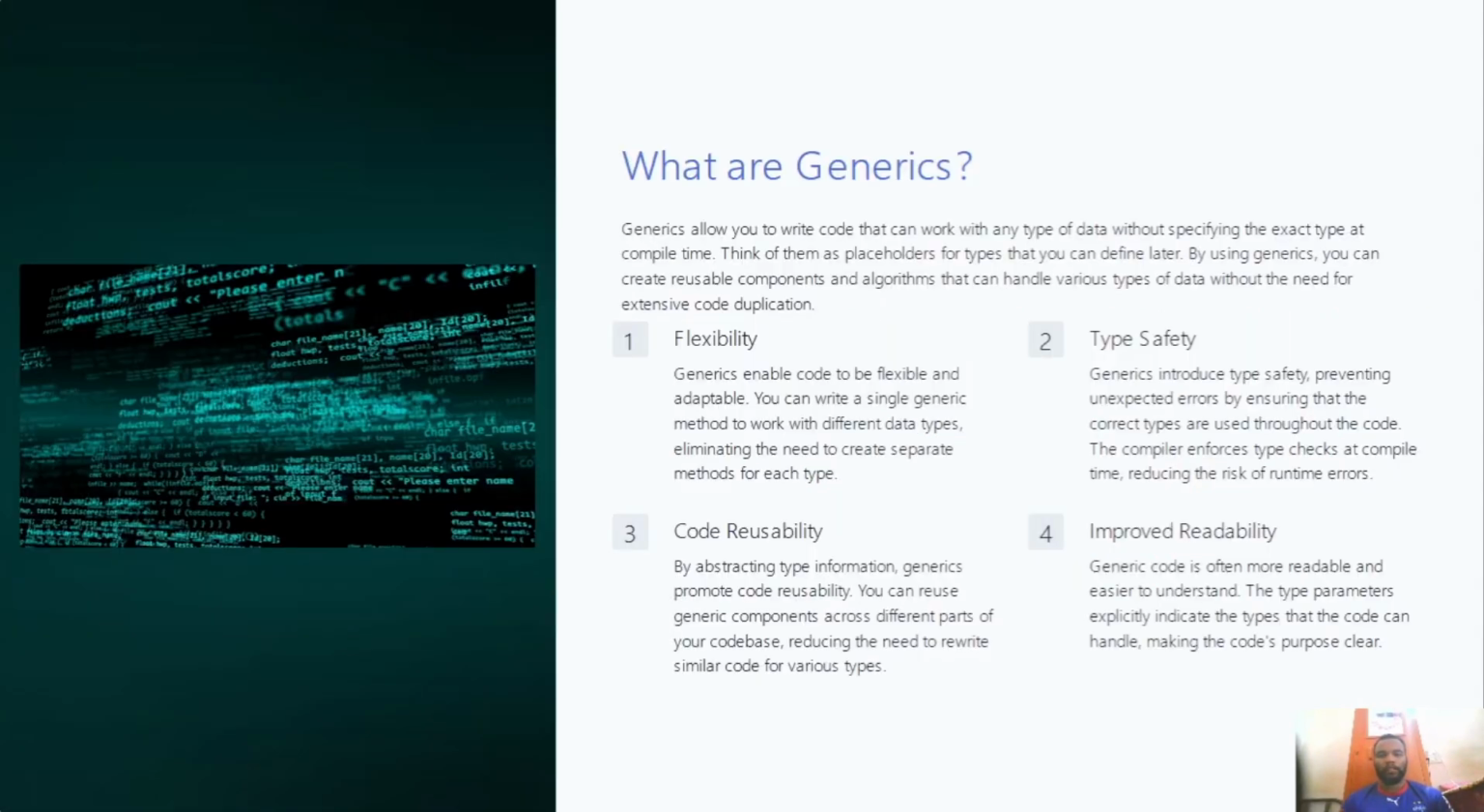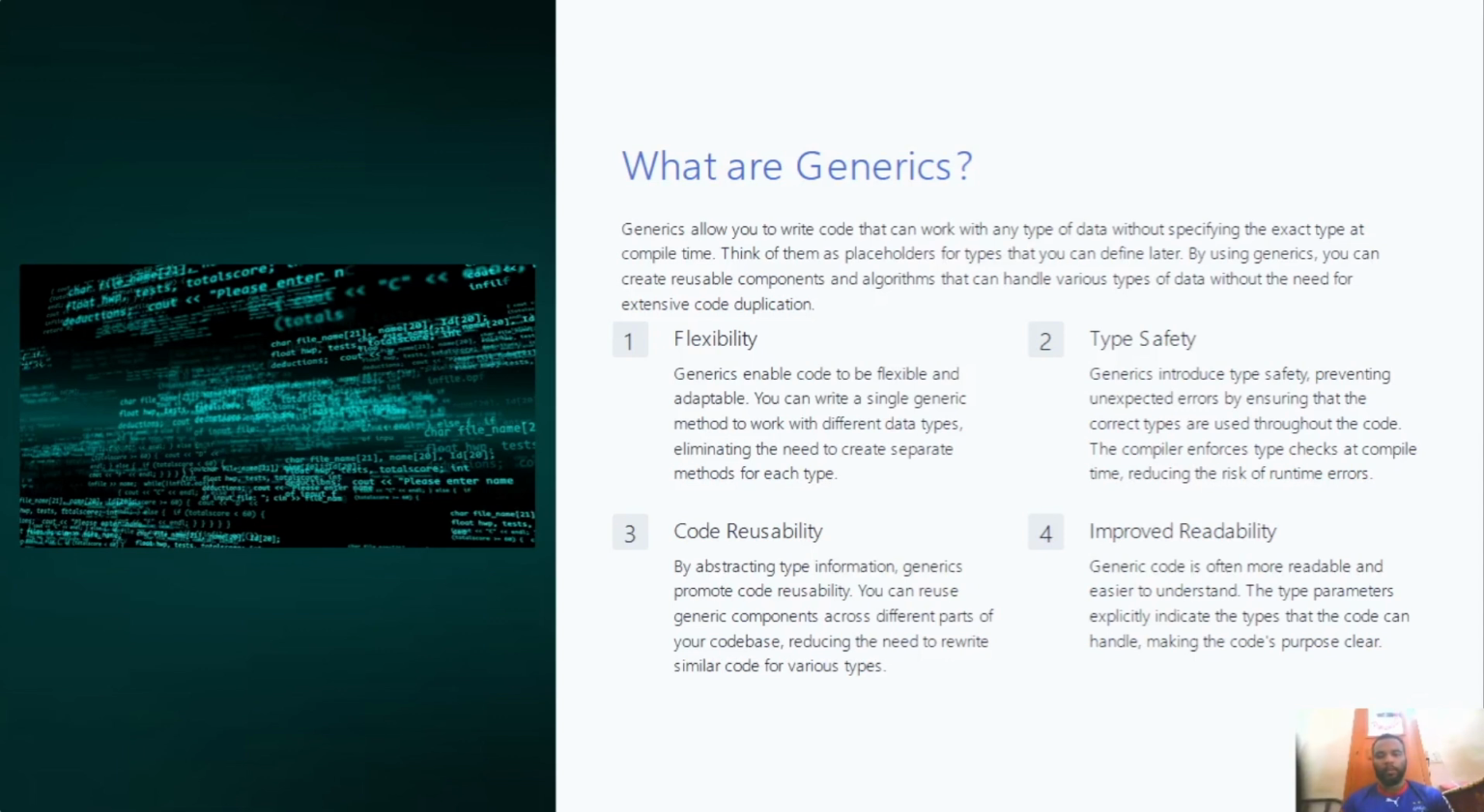What are generics? Generics allow you to write code that can work with any type of data without specifying the exact type at compile time. Think of them as placeholders for a type that you can define later. By using generics, you can create reusable components and algorithms that can handle various types of data without the need for extensive code duplication.